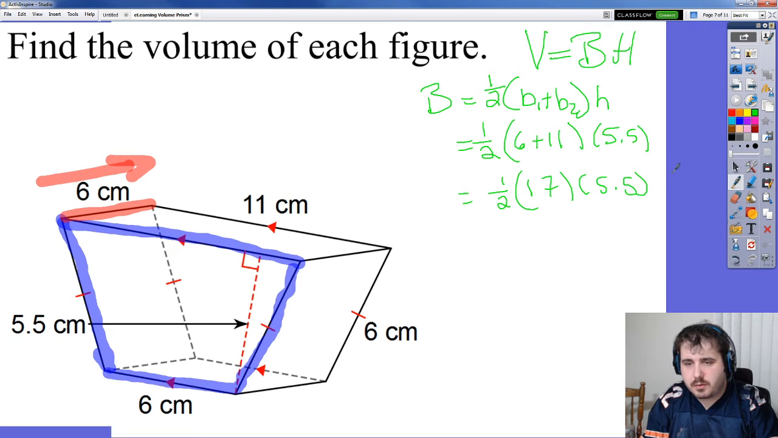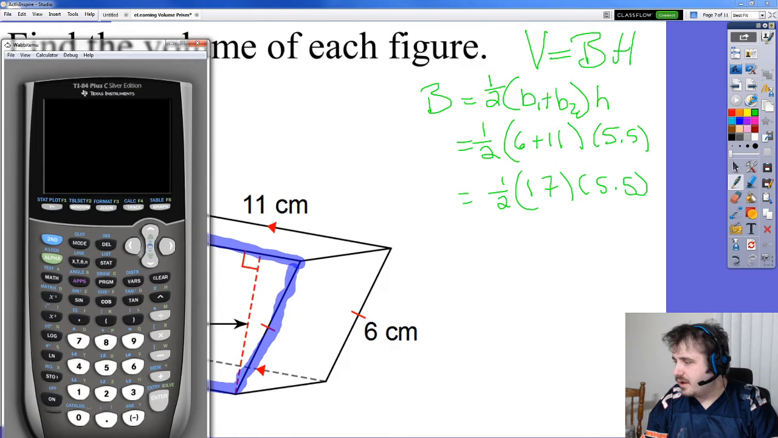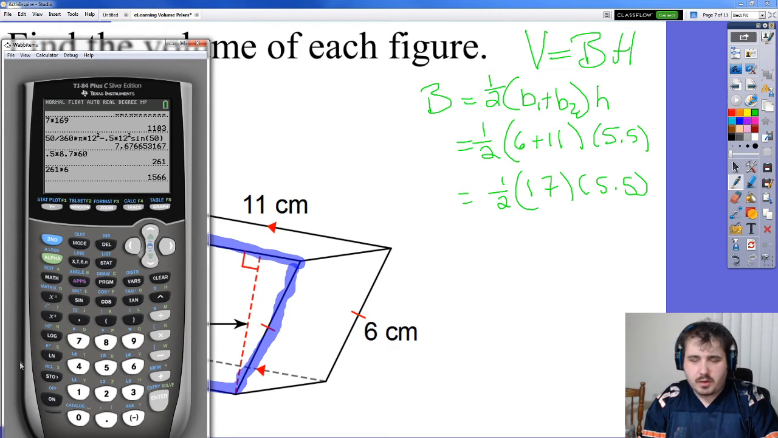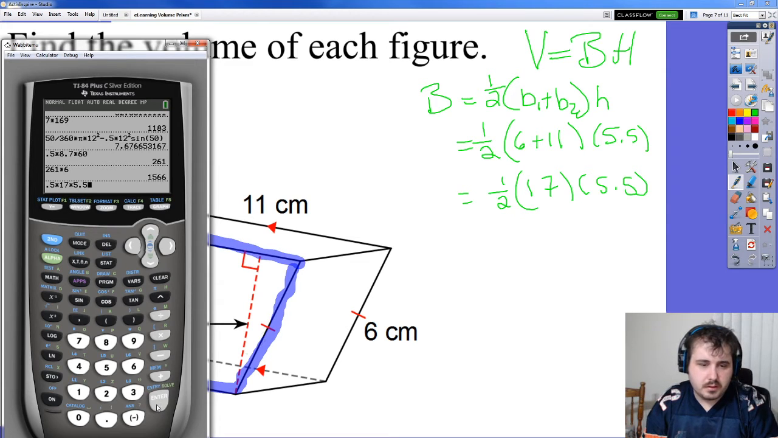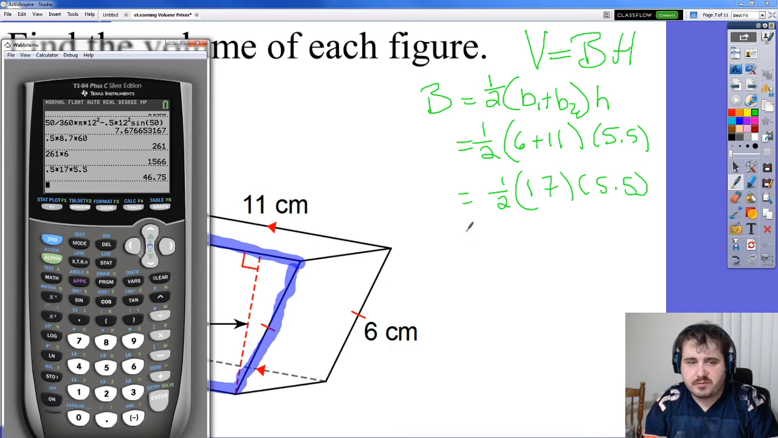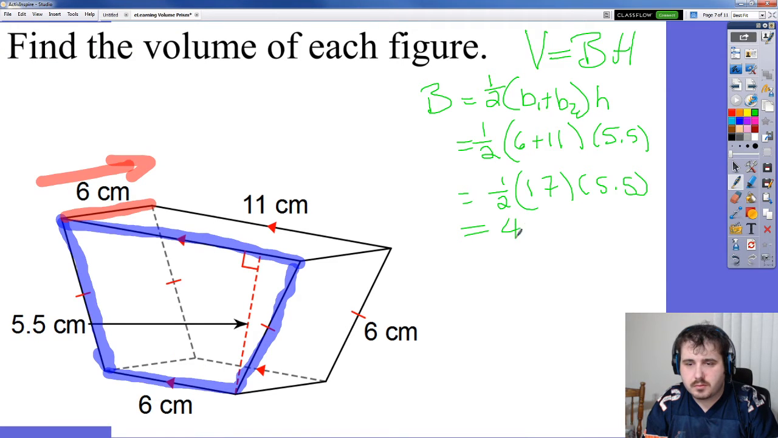And so now we're just going to multiply those things together. And once again, if you don't want to have to do some of this arithmetic in your heads, I don't blame you. And then get your answer. 46.75, and that's the area of your base.